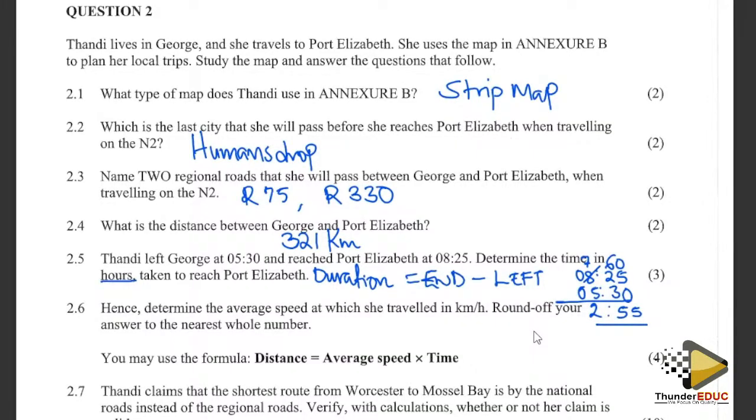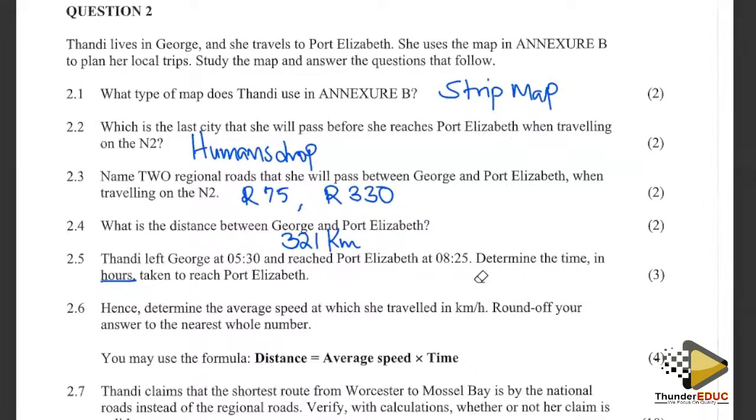Not minutes, hours. So what you're going to do, remember we said it's 8:25 minus 5:30. The answer we've got is 2 hours 55 minutes. They want the answer to be in hours. So this means it's 2 hours already. We change the minutes to hours.